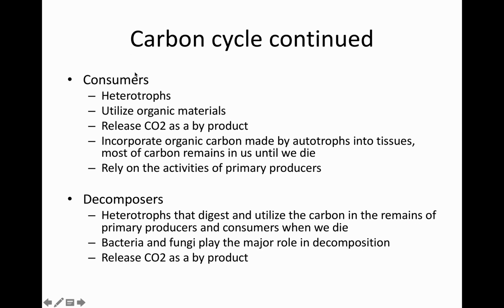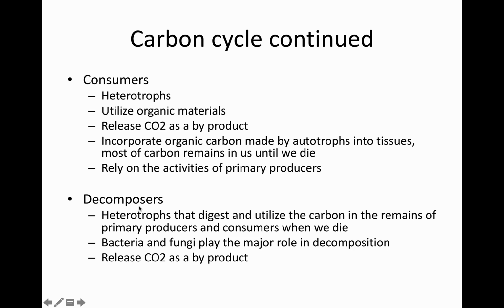So autotrophs give rise to consumers. Consumers are heterotrophs, and they utilize organic materials from other organisms. And we complete the carbon cycle by releasing carbon dioxide as a product of our respiration. So we incorporate that organic carbon that's made by autotrophs into tissues, and most of that carbon remains with us until we die. So we rely on the activities of those primary producers in one way, shape, or form.